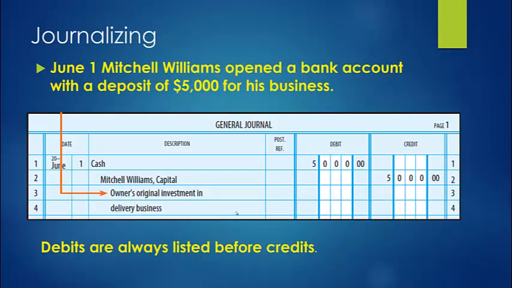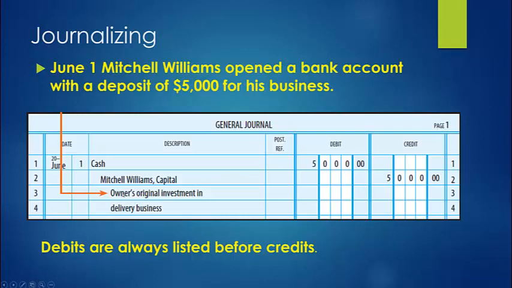Now, in the journalizing process, we're going to enter the date that the transaction happened, and here we're going to enter the debit first. So on June 1st, Mitchell Williams opened a bank account with a deposit of $5,000 for his business. So cash was increased by $5,000, so we debited it, and then the credit tells where the cash came from. It actually came from the owner. That's why we're crediting and increasing the owner's capital with the credit.